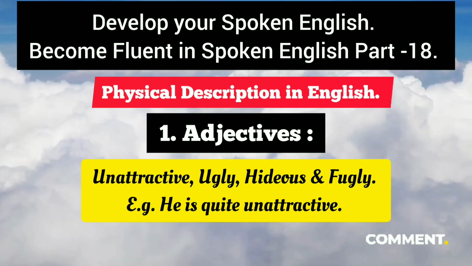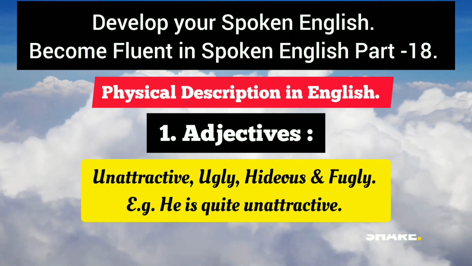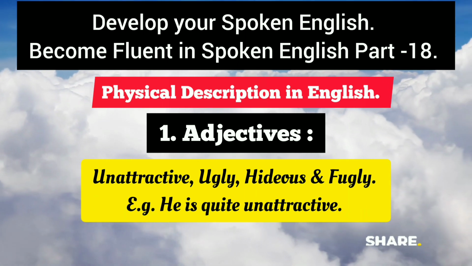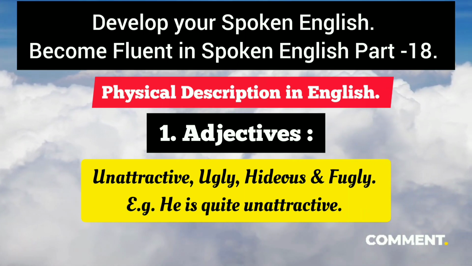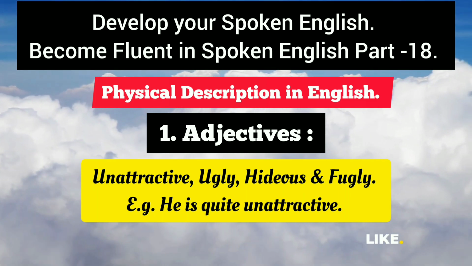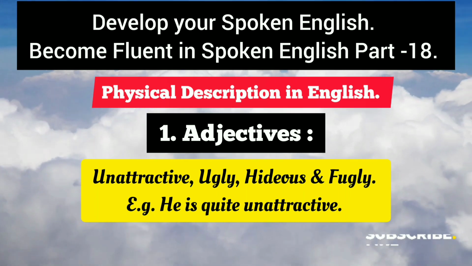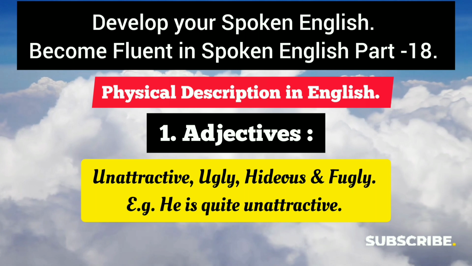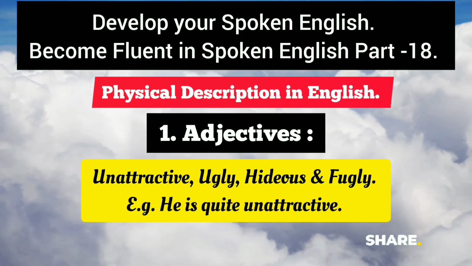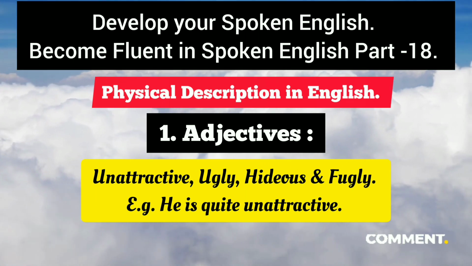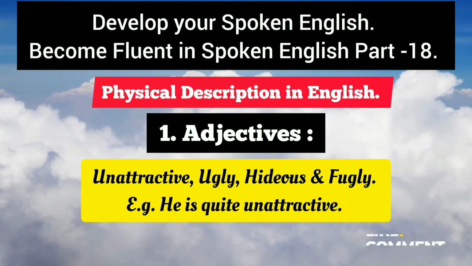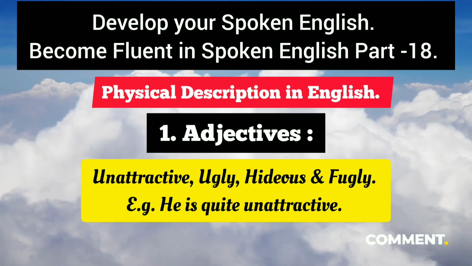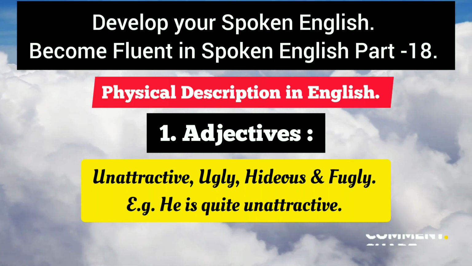So you can say that he's quite unattractive. He's totally unattractive. Apart from that, you can also say ugly, but it is slightly impolite to use the word ugly. If you say that she is ugly, the person may not like it, and it is also not very polite. And also hideous. These are adjectives which you should use only in certain situations, not every time.